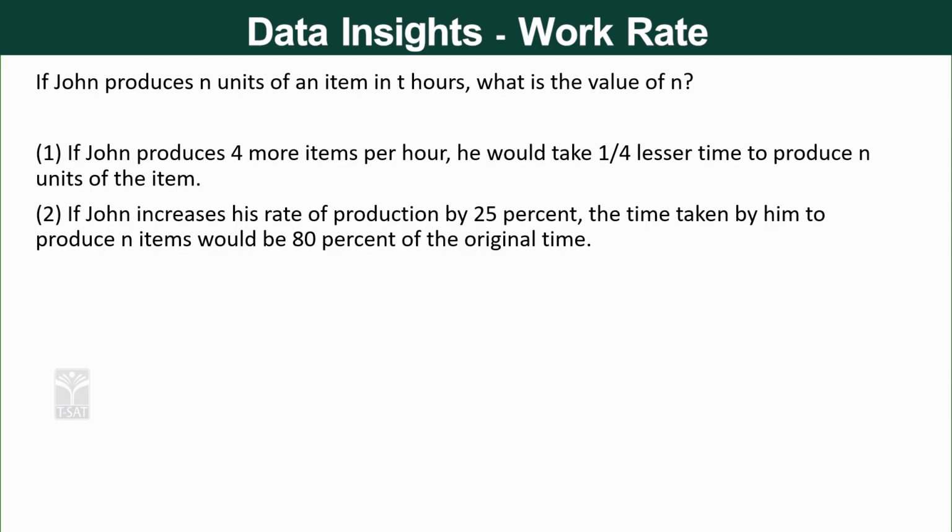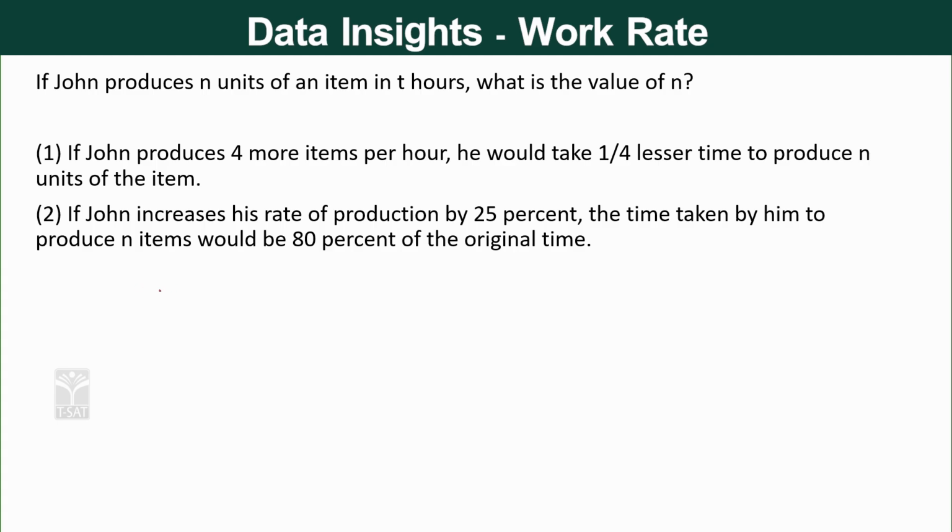If John produces n units of an item in T hours, what is the value of n? Statement 1: If John produces 4 more items per hour, he would take 1/4 lesser time to produce n units of the item. And statement 2 is telling us that if John increases his rate of production by 25%, the time taken by him to produce n items would be 80% of the original time.